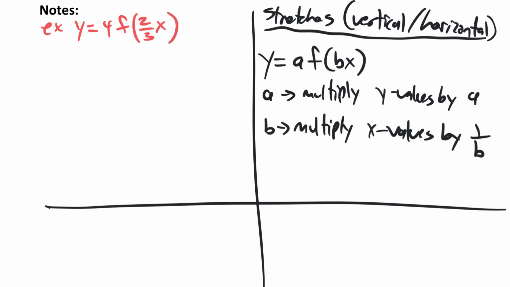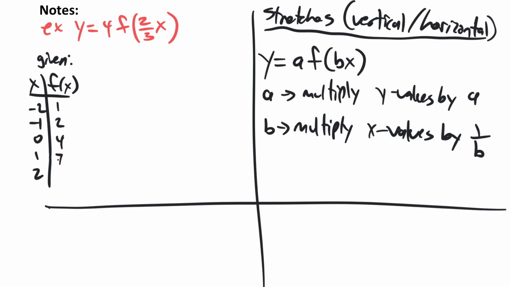What would this mean if we had a little table? So what I'll do is I'll give you a table. This is your given table. So I'll give you -2, -1, 0, 1, 2. And then I'll give you 1, 2, 4, 7, 0. Just some random numbers. And your goal is to figure out the new table. All right, go ahead and pause the video and give that a try.